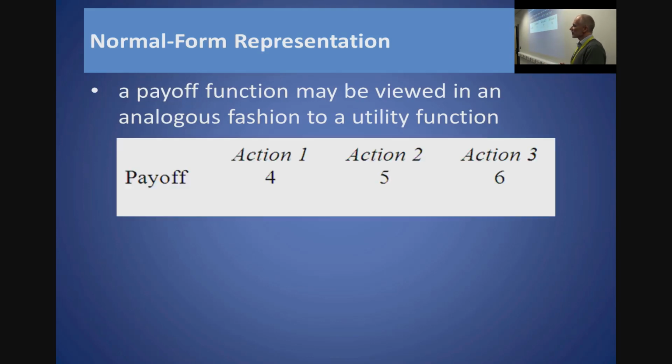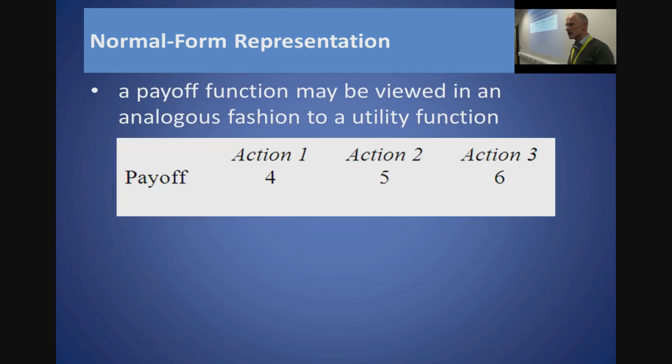So, let's think about it. Let's say, and this is very, very simple, an individual has 3 actions. And the underlying payoff function means that if the individual chooses action 1, she will get a payoff of 4. If she chooses action 2, she gets a payoff of 5. And if she chooses action 3, she gets a payoff of 6.